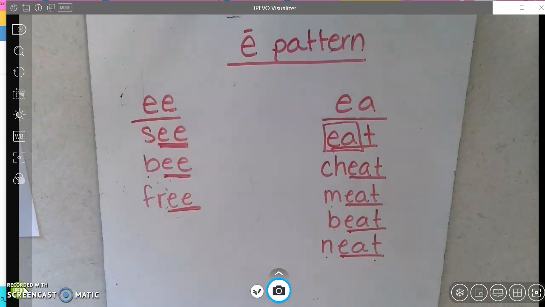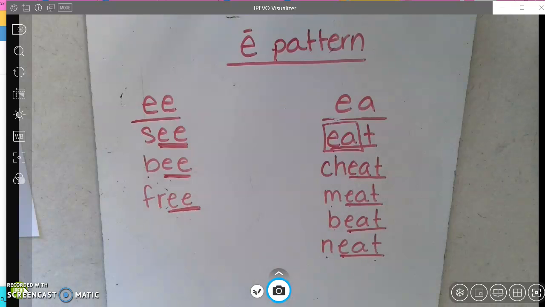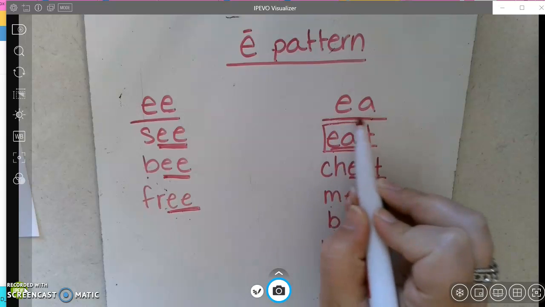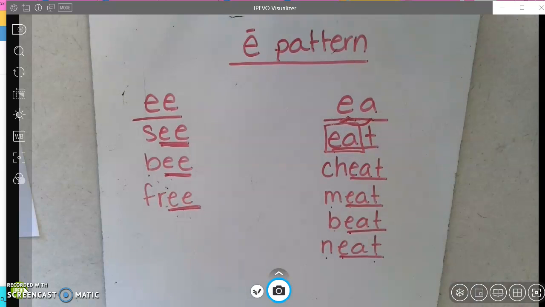Sometimes you might have heard this in first grade or in kindergarten, saying that when two vowels go walking, the first one does the talking. And that means that these two vowels are right next to each other, so the first one says its name. Okay, so we've got E and an A. We don't hear the A at all, but because they're two vowels right next to each other, the first one does the talking, and it always says its name.